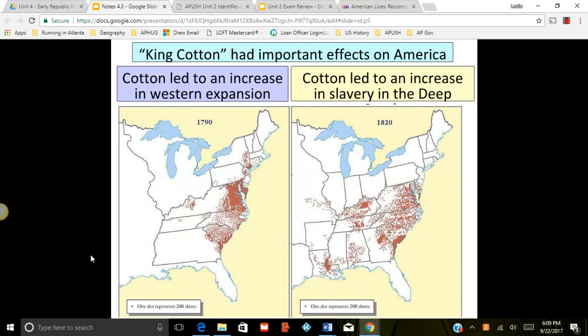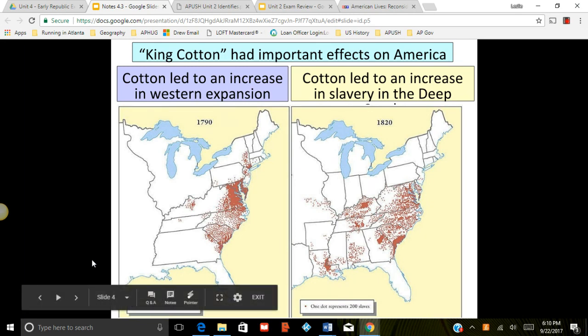King cotton has important effects on America. First, it leads to Western expansion. Cotton is very land intensive, meaning you need a lot of land and you need to be able to move your crops because cotton also depletes the soil. So cotton farmers are going to want to use all of the new Western lands for cotton farming. And cotton, as a result, because as farms expand, the labor needs for those farms expand, and slavery is going to increase in the Deep South significantly.